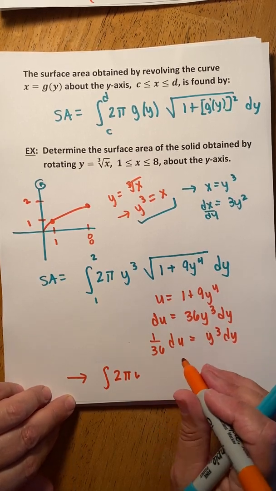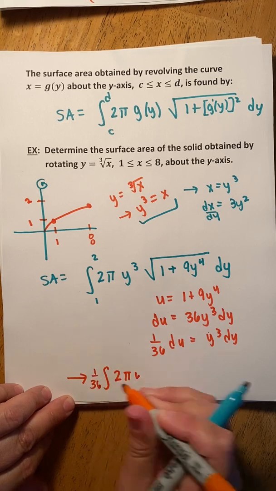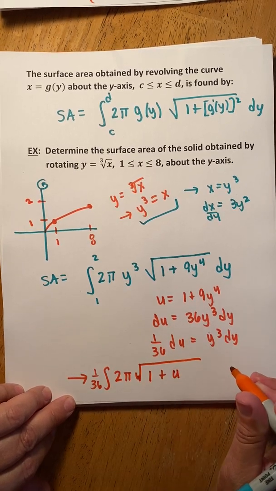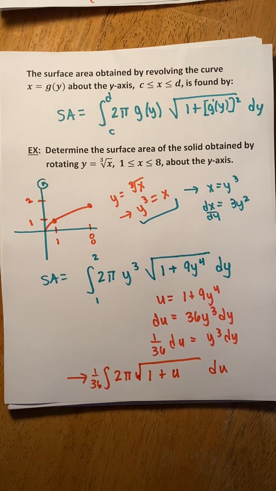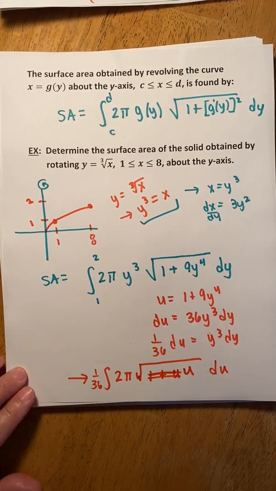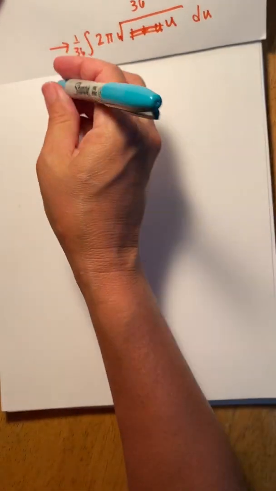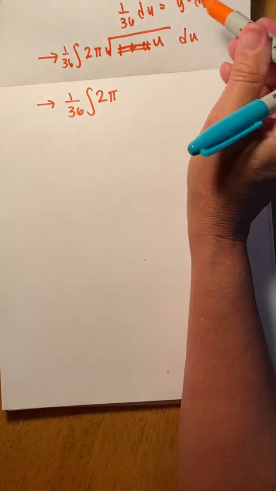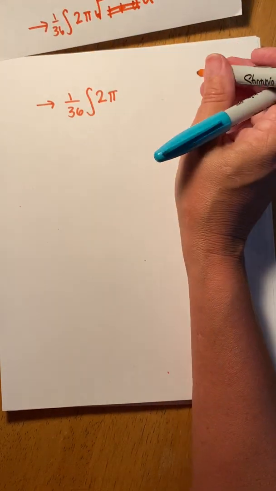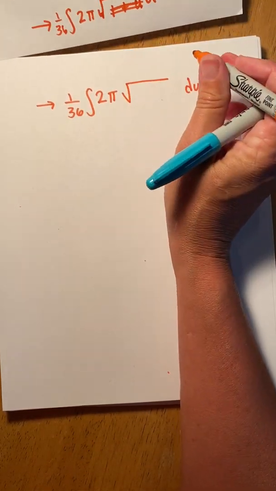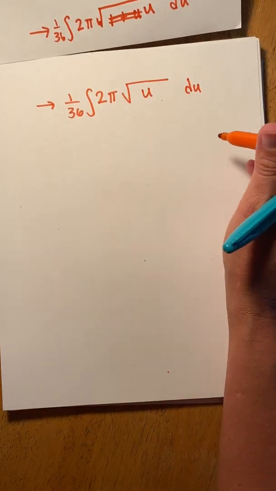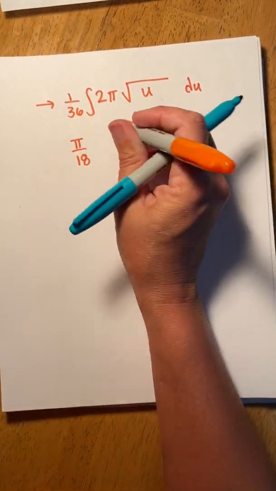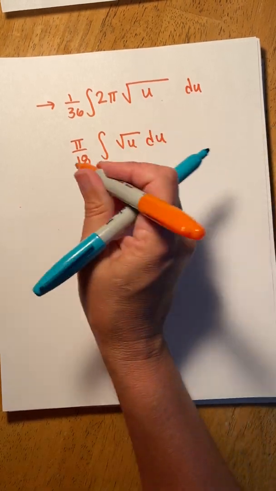Oh, sorry, I lost my train of thought for a minute. Y cubed dy is replaced with 1 over 36. That's where that goes. And then it's going to be the square root of u du. Sorry. Let me do that again. I'll rewrite that. So we're going to be integrating. Our u integral is going to be 1 over 36, 2 pi, because the y cubed dy gets replaced with 1 over 36 du. And then we let u be 1 plus 9y to the 4th, so it's just the square root of u. There you go.